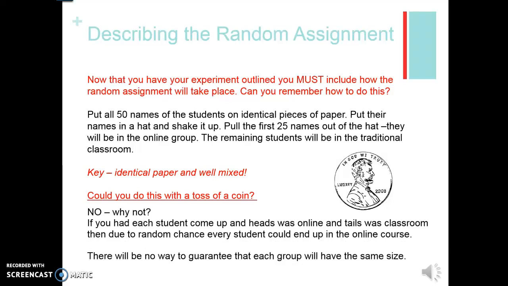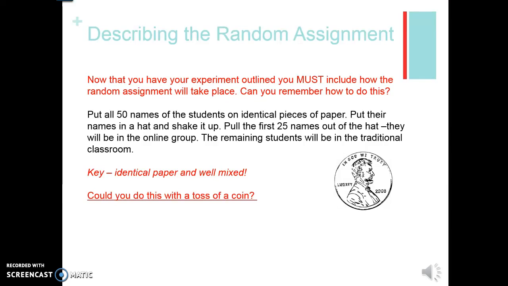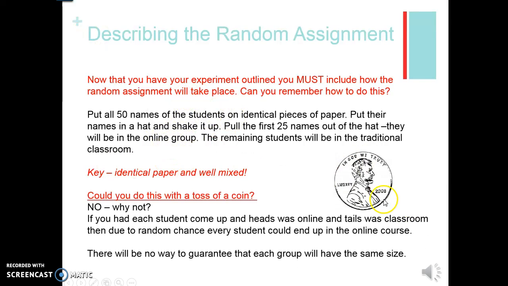Now the question is, could we do this with the toss of a coin? No. Why can't we do this with a toss of a coin? Well, we have 50 students, and if I toss a coin and I say heads is online group and tails is the regular classroom, theoretically I could get 50 tails, which means every single person would go into the regular classroom. So that wouldn't necessarily make sense, and there's also no way to guarantee that each group is going to have the same size. So I could end up with 30 in one group and 20 in the other, or 10 in one group and 40 in the other. So tossing of a coin is not going to work in this case. The only time you use a coin toss is in matched pairs, which we'll talk about later.